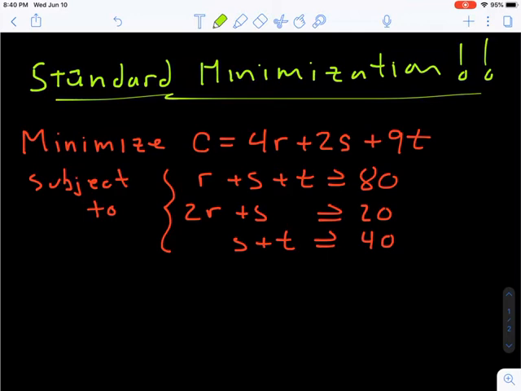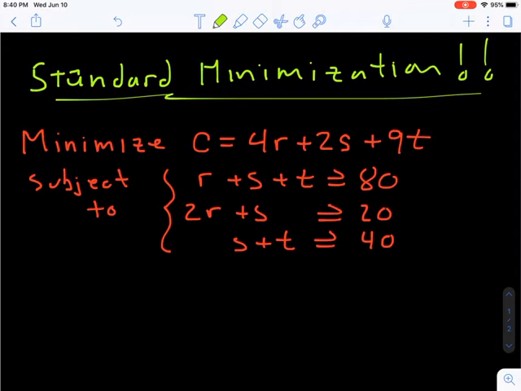So first of all, we know this is a standard minimization because number one, it's asking you to minimize C equals. We want the objective function to be all positive, the non-negative objective function qualification, and all of the inequalities are greater than or equal to. So this makes it a standard minimization. So that's the first thing. You have to recognize what it is.